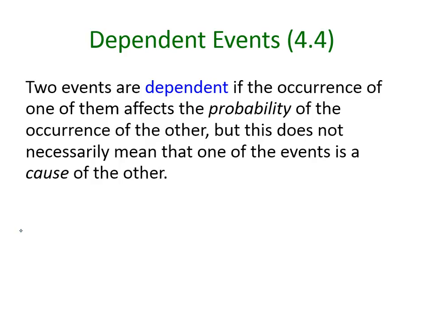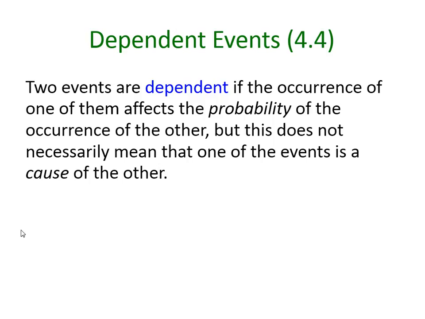Dependent events, then. Two events are dependent if the occurrence of one of them affects the probability of the occurrence of the other. This does not necessarily mean that one of the events is a cause of the other, though. If I was drawing cards out of my hand, once I've picked a card out, if I keep that card, then the probability of getting a second card has now changed. So if I pick an ace and I'm holding an ace in my hand, the probability that the second card's an ace is now different.